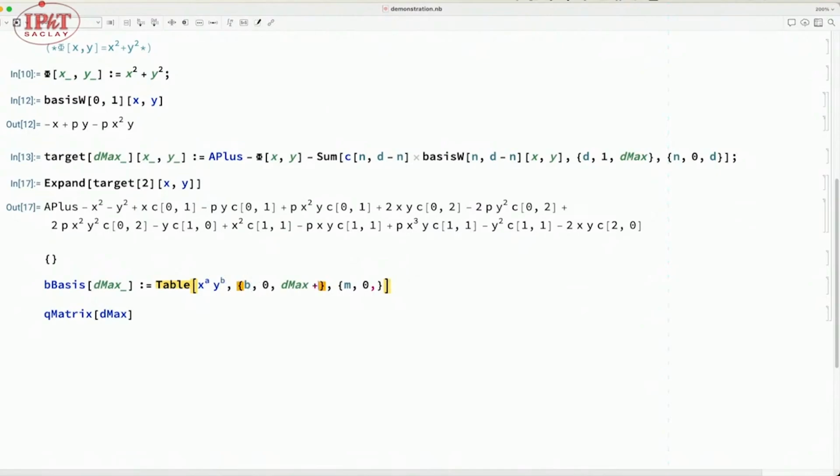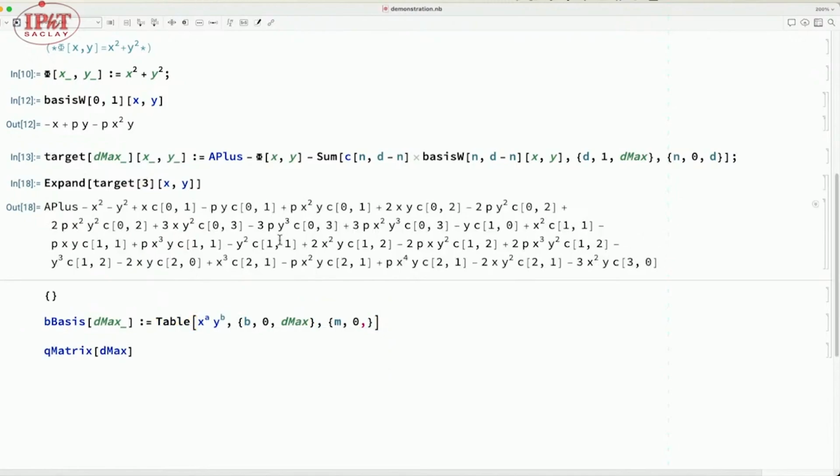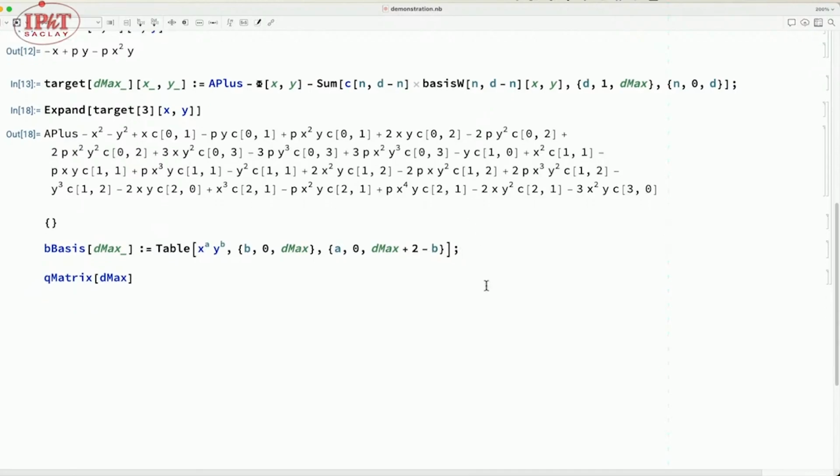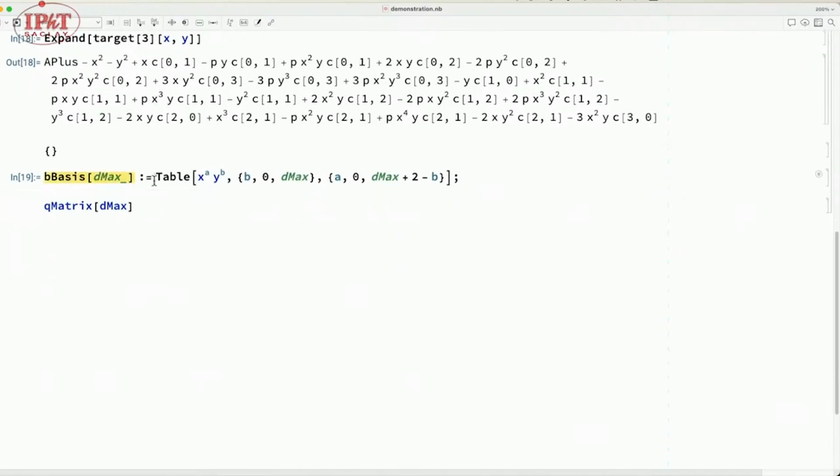Take d to go from 0 to d max. So the power of y is bounded by d max, but the power of x can be bigger by 2. But also the total sum of powers is bounded by d max plus 2. So let's take a to be from 0 to d max plus 2 minus b. I'm not being very systematic, but if this fails, then we are going to fix it.